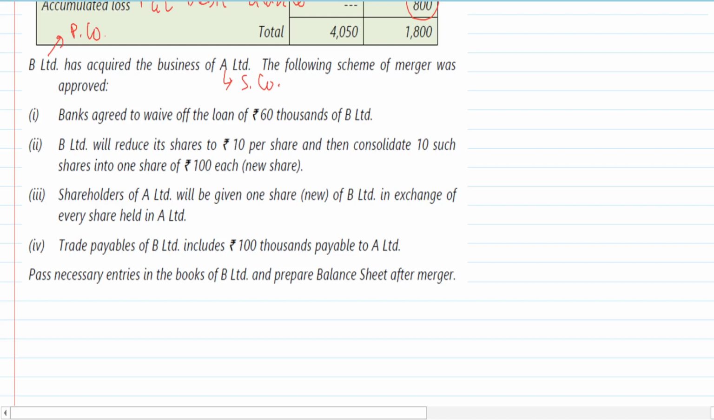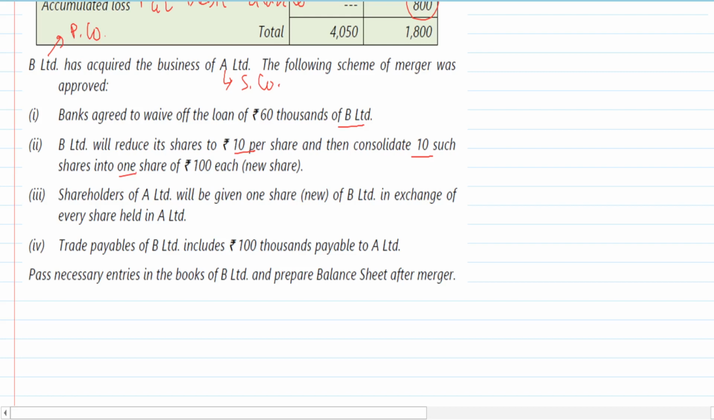Okay. So first they have given you the balance sheet of selling company and then they have given you the balance sheet of purchasing company. Be careful. Most of the times the first balance sheet would be for purchasing and then selling, but here the order is reversed. Okay. Banks agreed to waive off the loan of 60,000 of B Limited. And then they say B Limited will reduce its shares to 10 per share and then consolidate 10 such shares into one share. Okay. So a little bit of internal reconstruction is given.